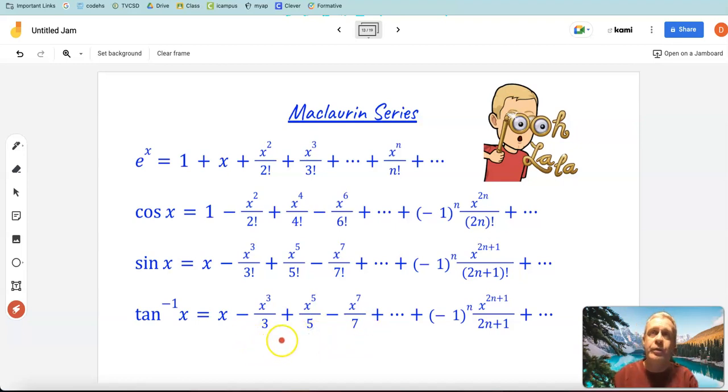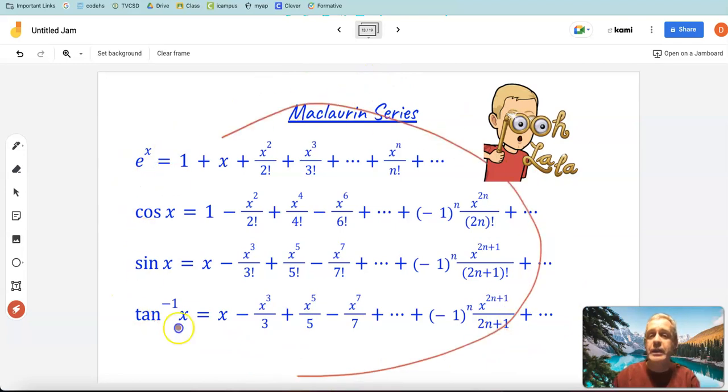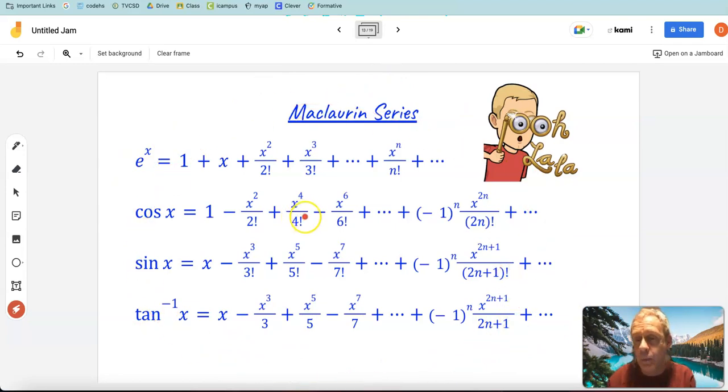And what most students will do to remember the inverse tangent Maclaurin series is that it basically is the same as sine's Maclaurin series, but just no factorials. So again, you're going to want to ultimately, by the time of your test, have all these memorized. And now I'm going to show you why perhaps you want to have them memorized, especially to perhaps come up with other Maclaurin series.